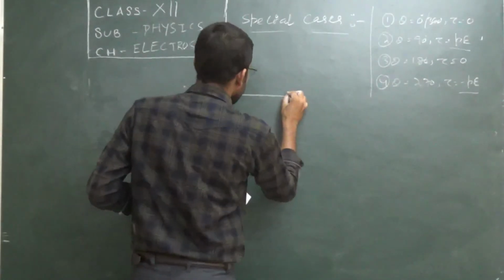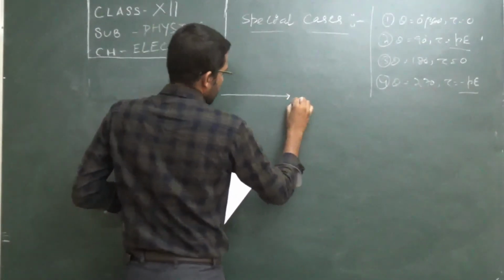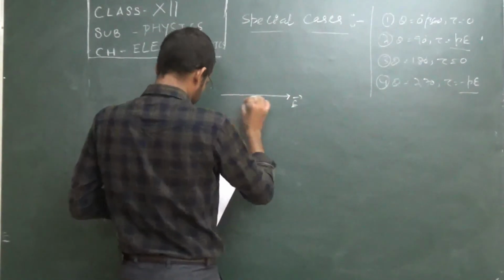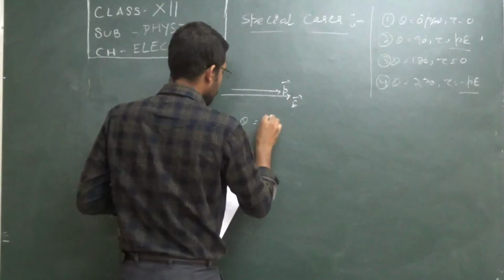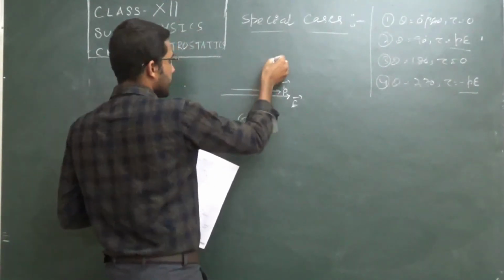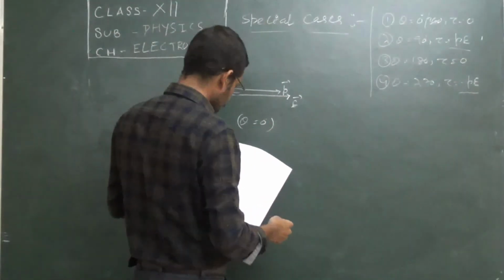What we said, electric field, this one is, let us say, your dipole. This is the primary case when theta is equal to 0 degree. Clear? Then let us consider what I need to do.